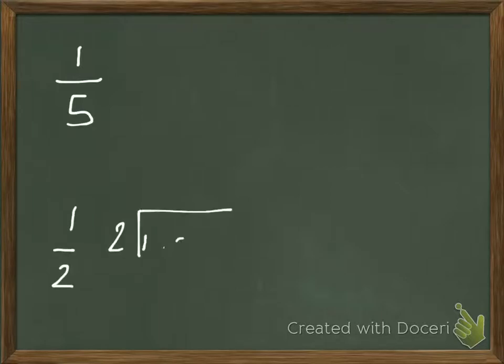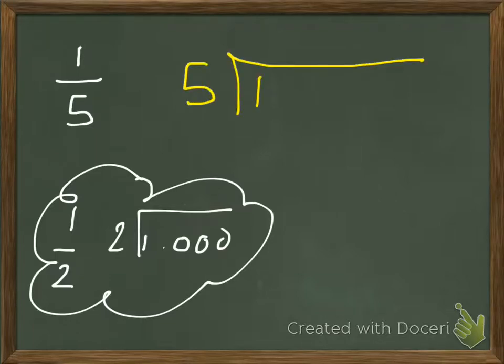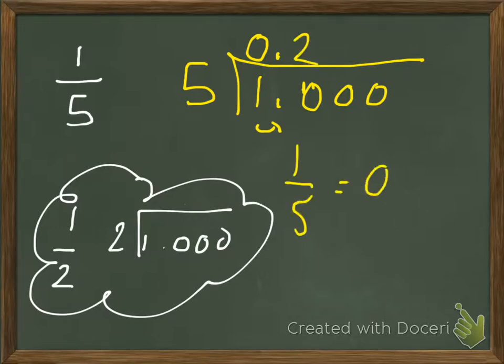Okay. So let's have a look at, I don't know, let's try a fifth. Okay, so you'll remember it was a half, and it was the 2 and the 1 dot. So that's our thought bubble, that's our process. So the bottom number goes on the outside of the bus stop, and the 1 goes inside the bus stop, and I'm going to add some noughts. So 5 into 1 doesn't go, decimal point. Carry the 1 over here, so that becomes now 10. 5s into 10 go 2. That's it. A fifth equals 0.2.